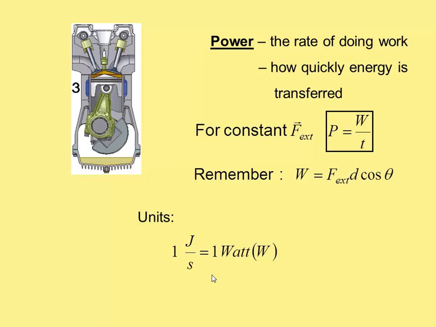Now, you're probably most familiar with watts with electrical devices, like you might have a 60-watt light bulb. Well, a 60-watt light bulb is therefore transferring 60 joules of electrical energy every second into light energy. A 120-watt light bulb is transferring energy twice as quickly, 120 joules for every second that goes by. So it's not transferring twice as much, it's transferring it twice as quickly.